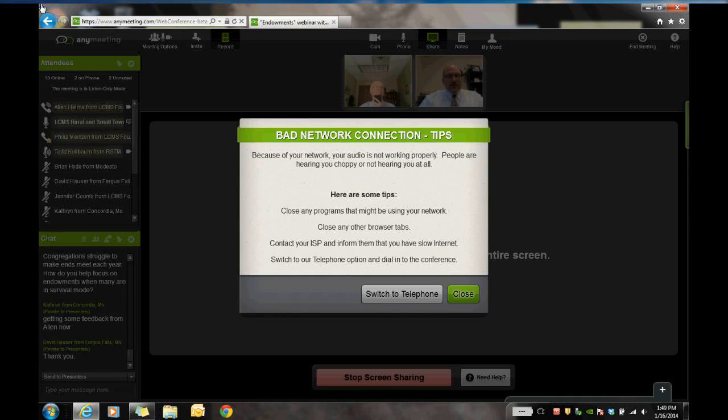The question: congregations struggle to make ends meet each year. How do you help focus on endowments when many are in survival mode? That's a difficult question. I would say if congregations are in that situation now, they of course should give priority to those survival techniques or tactics, but they should not ignore it or have it be at the end of starting an endowment fund.